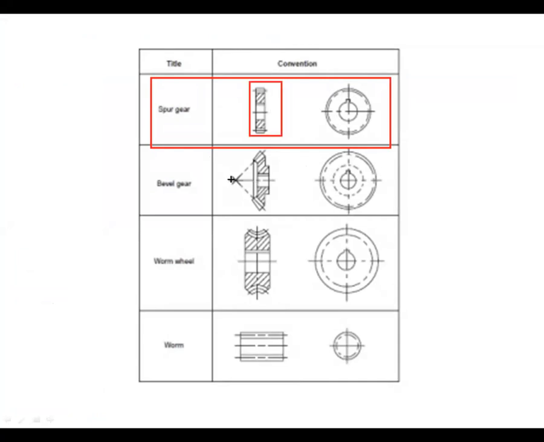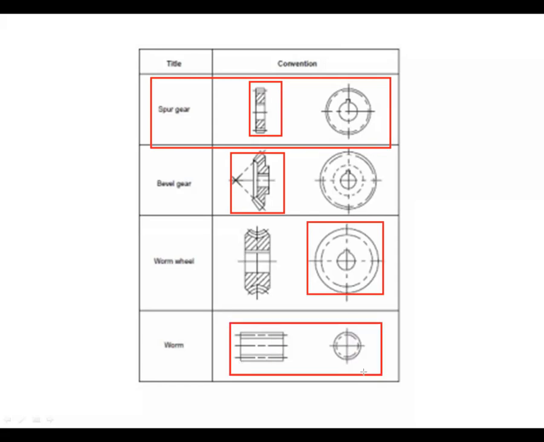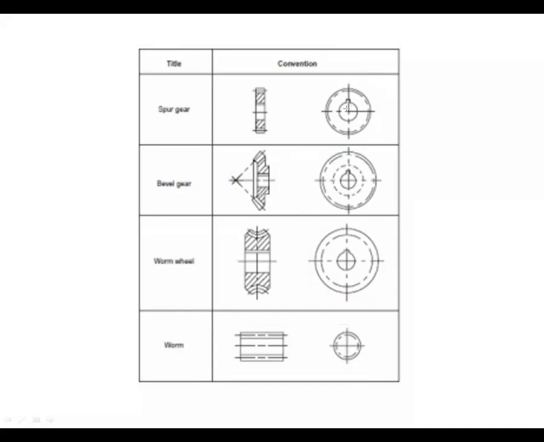Bevel gear, we know that there is an angle. So the representation is like this way. We have to remember all these things. Worm wheel. A wheel is there, a circular wheel, and worm. Front view and side view. Just remember all these things and try to draw 2 to 3 times so that you will not face any problem. Fine.